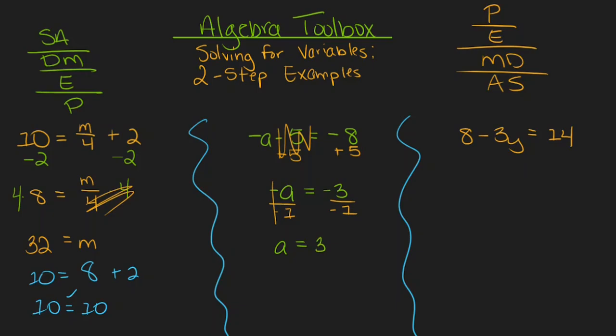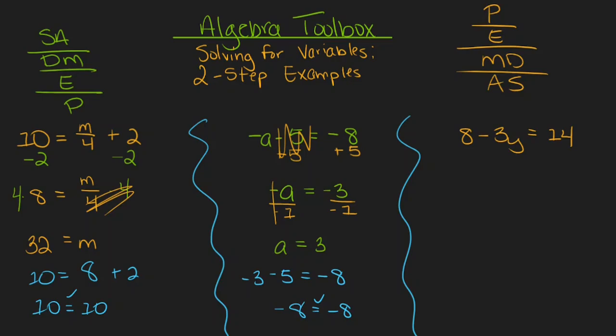We can plug the value 3 back in for a in our original equation and make sure that everything still works out. So we would have -3 minus 5 equals -8. Well, negative 3 minus 5 is negative 8, and negative 8 does equal negative 8, so I know that a must equal 3. Last but not least, we have 8 minus 3y equals 14.